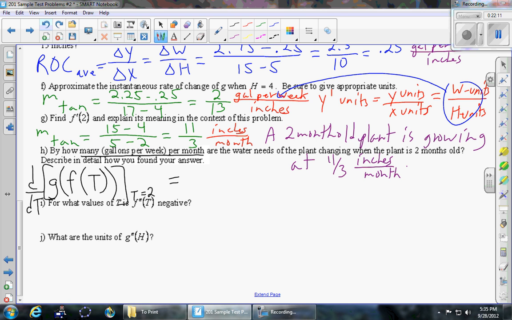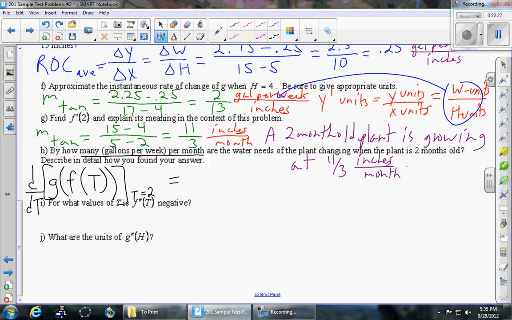So the first thing we need to do is find the derivative of g of f of t. Don't plug in 2 yet. We need to do this derivative for a general t. And I'm hoping we see this is a composition of functions. We have an outer function and we have an inner function. And when we have that, we have a chain rule.